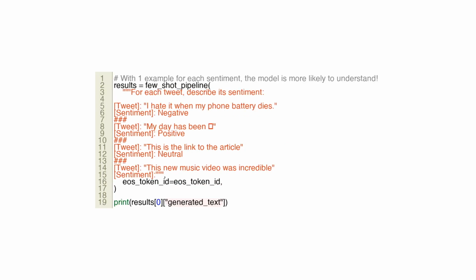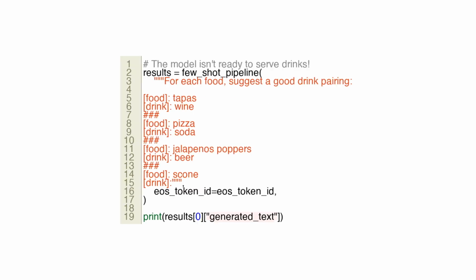The code snippet is using a few-shot learning pipeline to train a language model on sentiment analysis. It provides 4 different example tweets with corresponding sentiments, negative, positive, neutral, and positive, and then generates the sentiment for the provided tweets using the model. The generated sentiment is then printed to the console. Example output, negative.